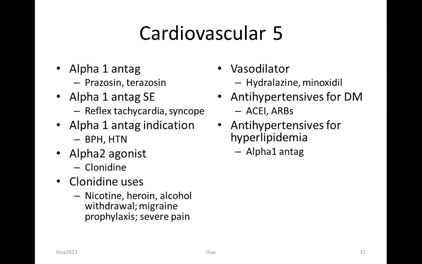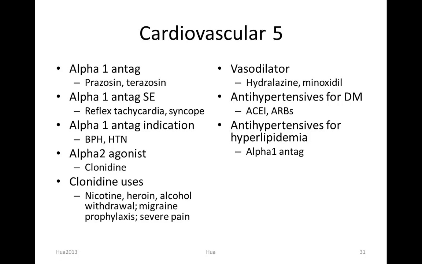So we're saying vasodilators like hydralazine and minoxidil work on more of dilating the venous system. Hydralazine and minoxidil can also be used for male pattern baldness to try to grow hair. It's an antihypertensive for diabetic patients.